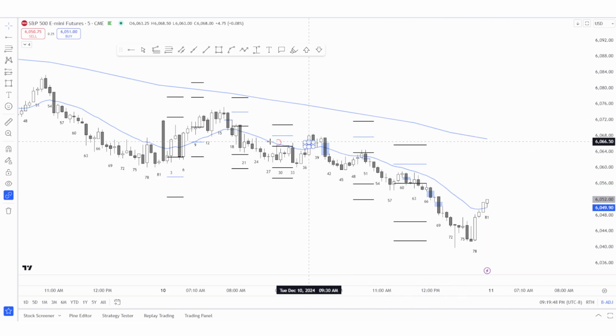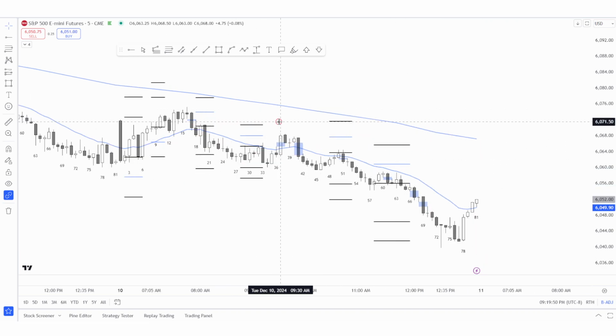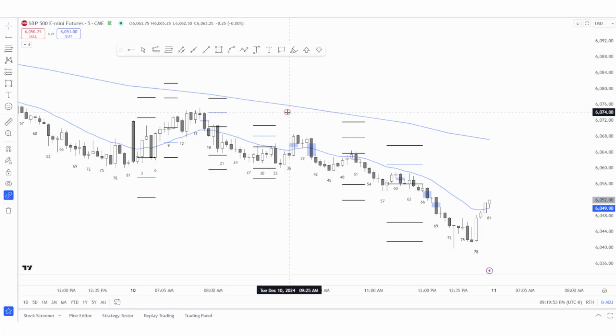So yeah, there's probably more gaps I missed, but that's the gist of how I trade. I look for gaps and I look for micro channels.